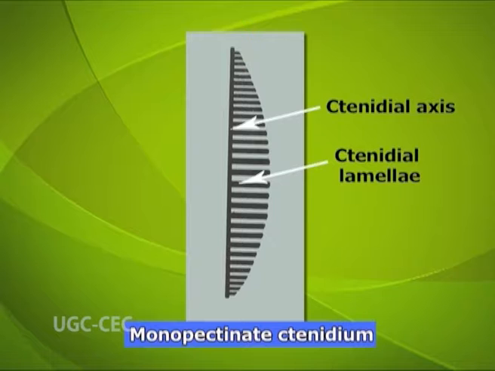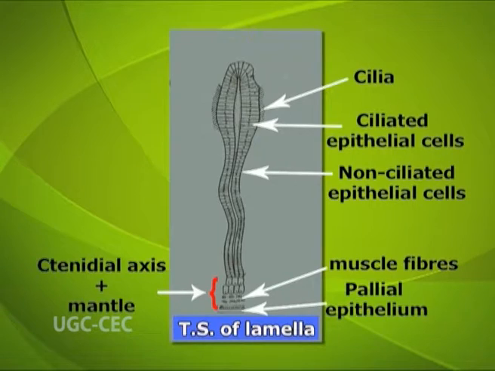These lamellae are arranged in a single row running parallel to one another along the ctenidial axis of the gill. This type of ctenidium is known as monopectinate type. There are numerous gill lamellae. The basal end of each gill lamella is attached to the pallial epithelium and the other end hangs freely in the mantle cavity.